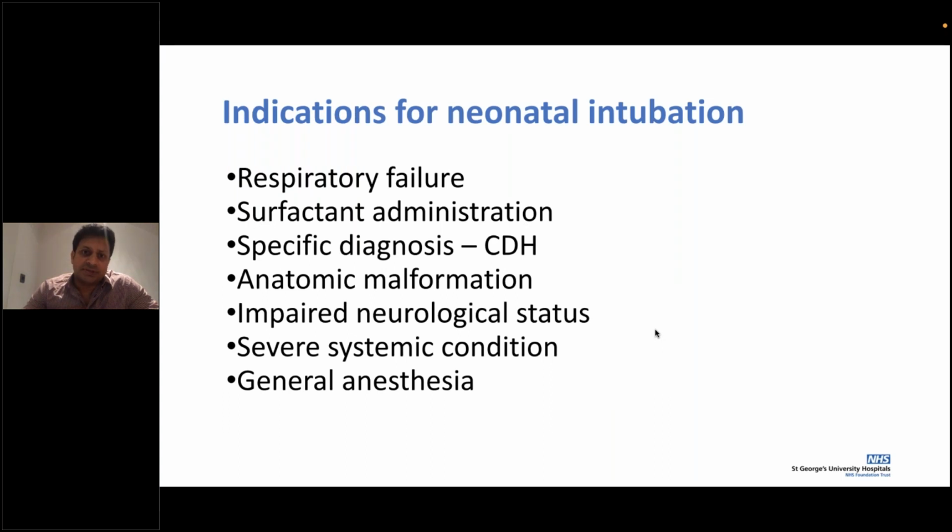When you talk about neonatal ventilation, there are a number of reasons you may want to intubate a patient. The primary reason, as you know, when it comes to newborn babies, is respiratory failure. That would be a primary reason why we'd intubate a baby.